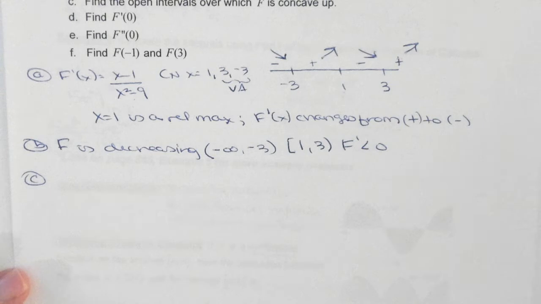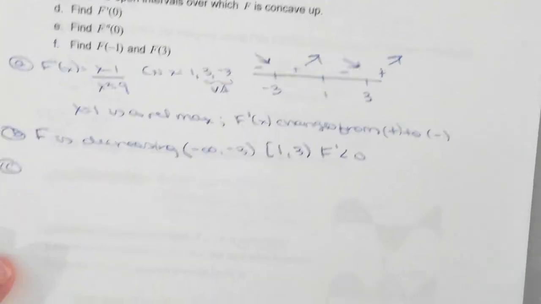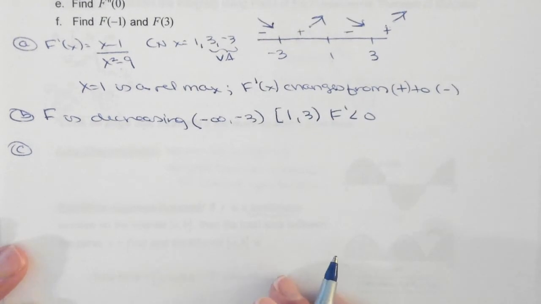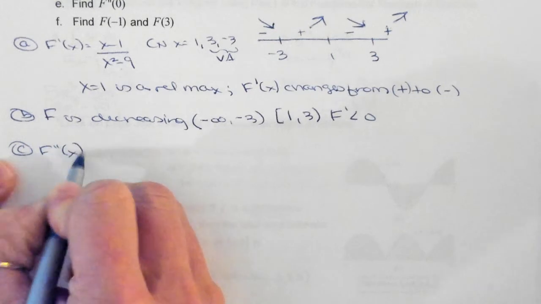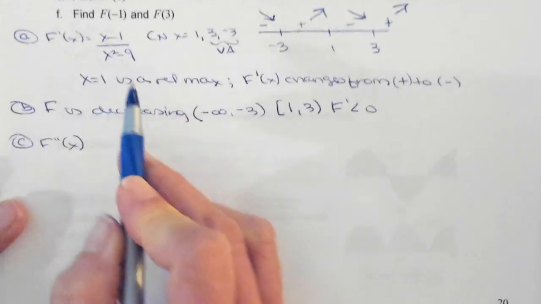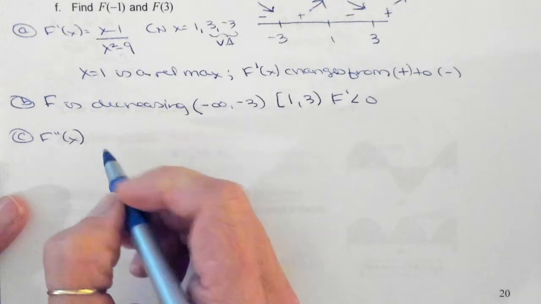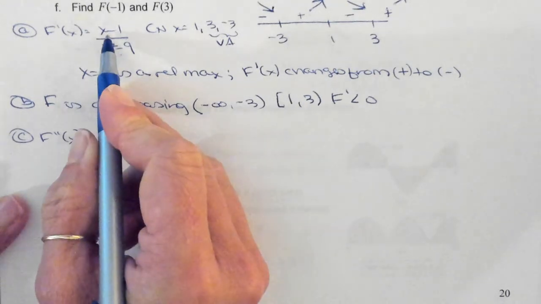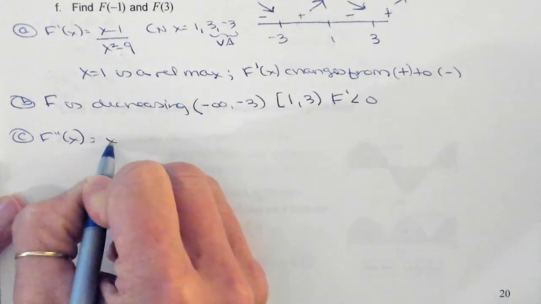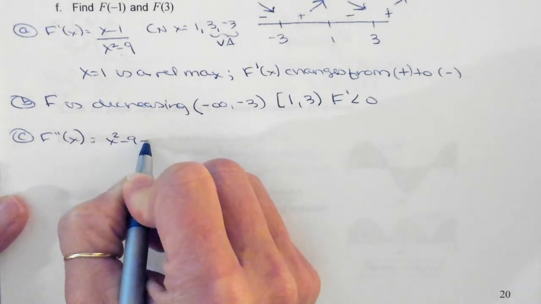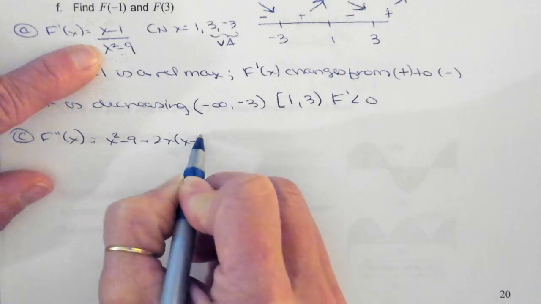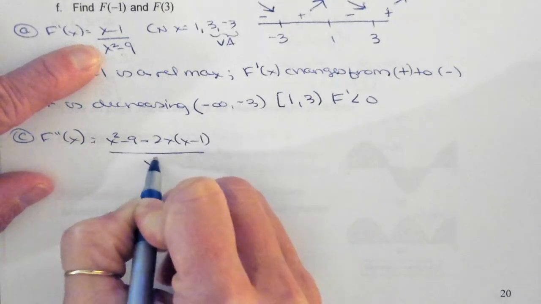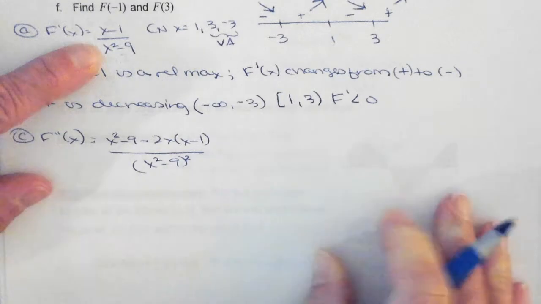Okay, let's talk about C. Find the open intervals over which f is concave up. Yikes. Okay, so let's talk about this. We need to take the second derivative, f double prime of x. So I'm looking at this right here. It's f prime times g, so isn't it just this? x squared minus 9 minus f g prime. Is this 2x times x minus 1 over x squared minus 9 squared?